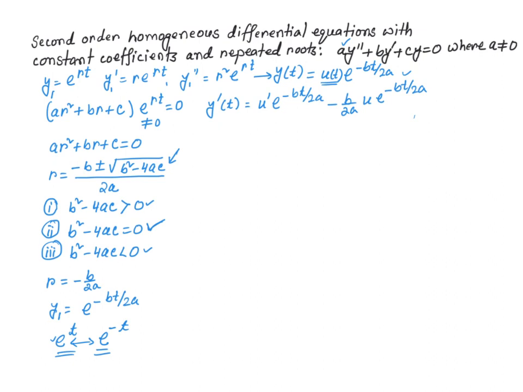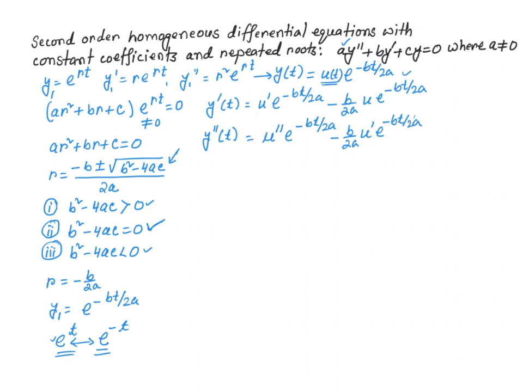So now I'm going to try to find the second derivative of it, which is going to be y double prime of t equal to u double prime e to the power negative bt over 2a, then minus b over 2a u prime e to the power negative bt over 2a.